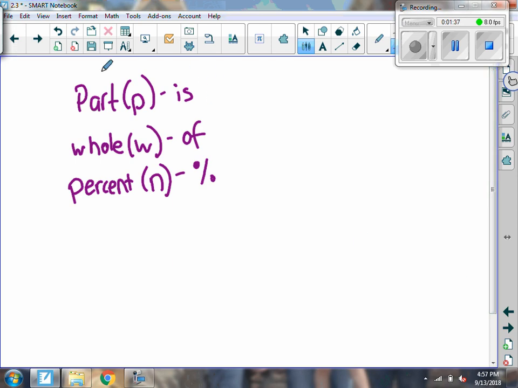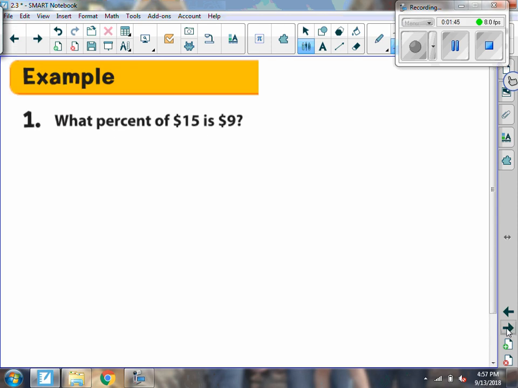Okay. Make sure that you have this written down in your notes. We're going to use this for both 2.3 and 2.4. So this is going to be very important. So copy this down. What percent of $15 is $9?